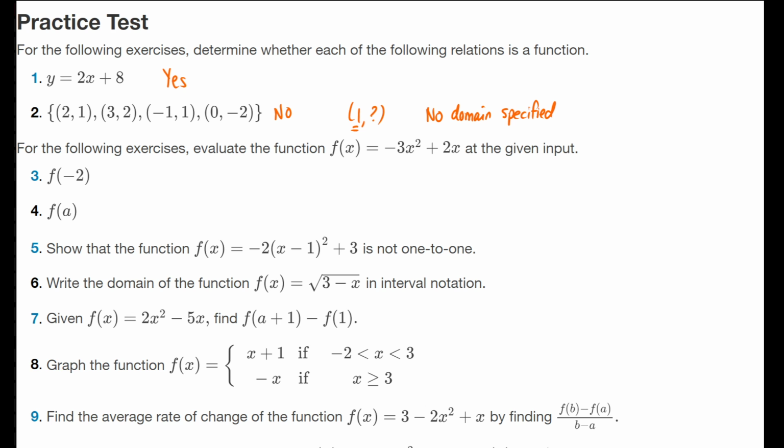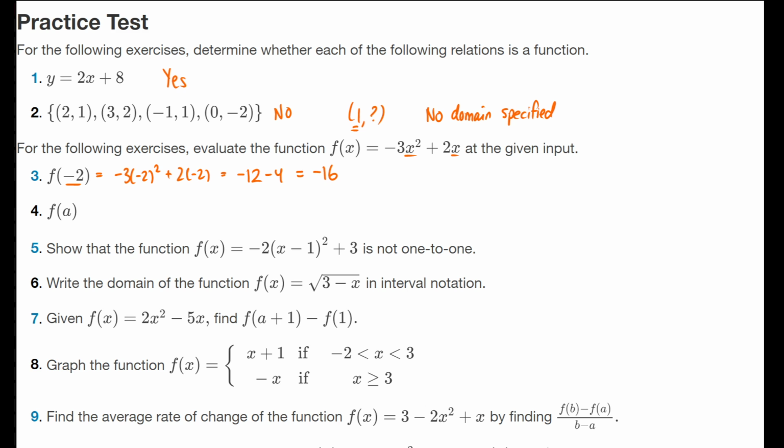For the following exercises, evaluate f of x equal to -3x squared plus 2x at the given input. So what we'll do is we'll put our value in for each of these x's. So for f of -2, we get -3 times -2 squared plus 2 times -2. This will give us -3 times 4, which is -12, plus 2 times -2, which is -4. So we'll subtract 4. This will give us -16.